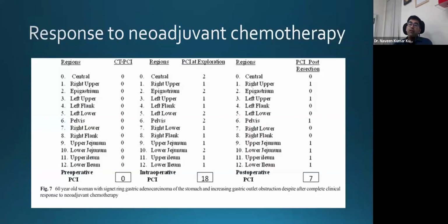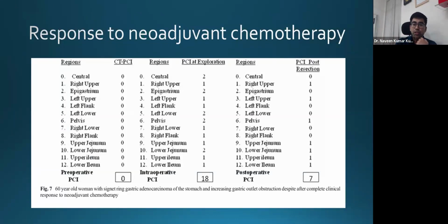So this was the thing. Though underestimating, there are still features on CT which guide us. Now, as most of the patients of peritoneal carcinomatosis whom we deal with are generally undergoing some form of neoadjuvant chemo, the majority of them, there has to be a way for us to select patients post neoadjuvant chemotherapy who will actually be the best candidates for cytoreduction and HIPEC.